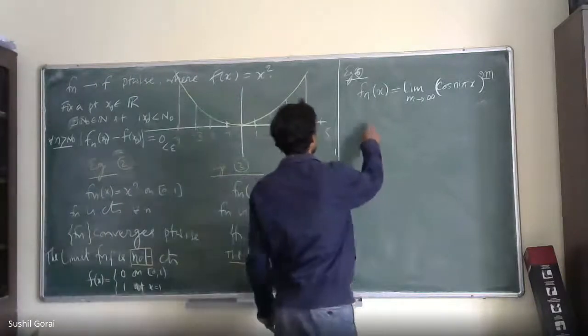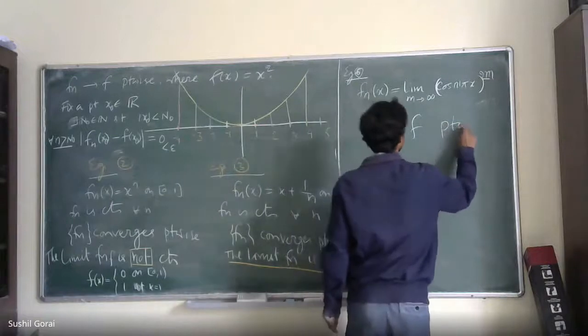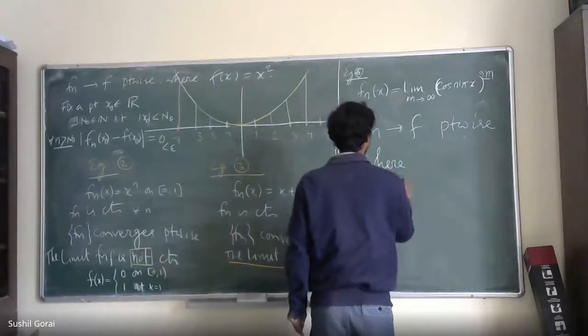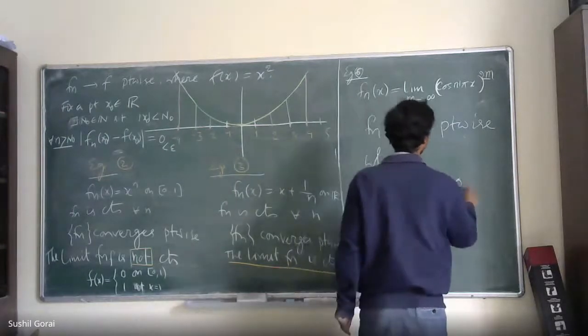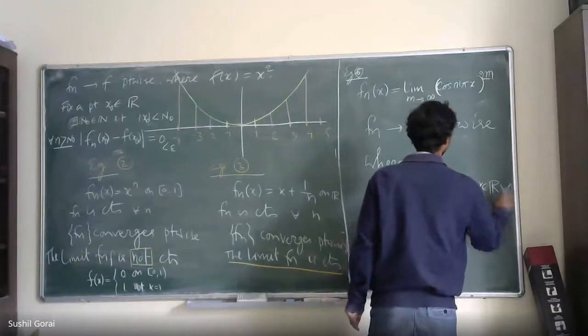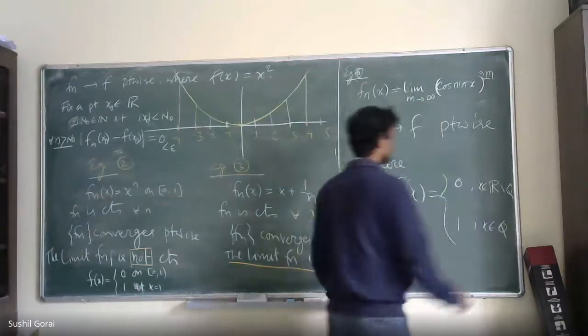Alright. So now fn converges to f pointwise, where f(x) is 0 when x is irrational and 1 when x is rational. Is this clear?